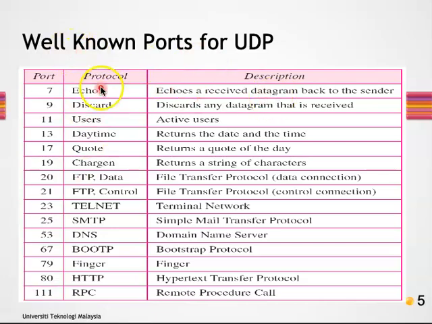Next, this slide shows the well-known ports for UDP. As we all know, the UDP header has a field for the destination port address as well as the source port address. This is to differentiate between different processes run over UDP. So, let's see one example here. The familiar example here is DNS. It uses port number 53. Please recall that DNS means domain name server.